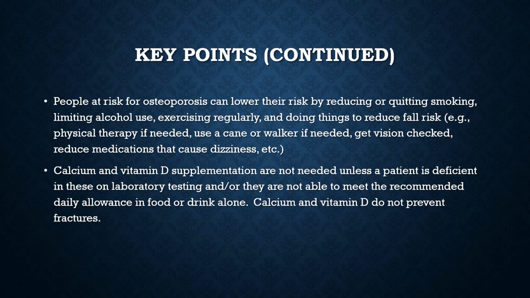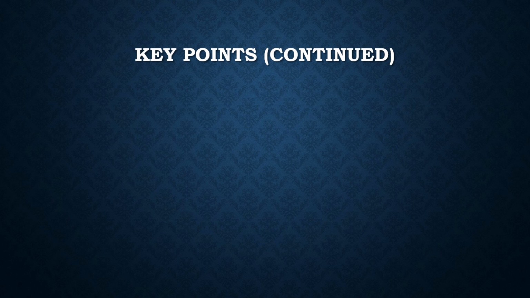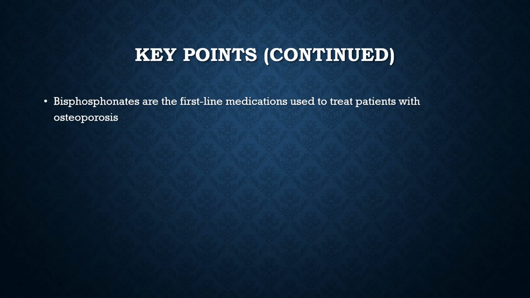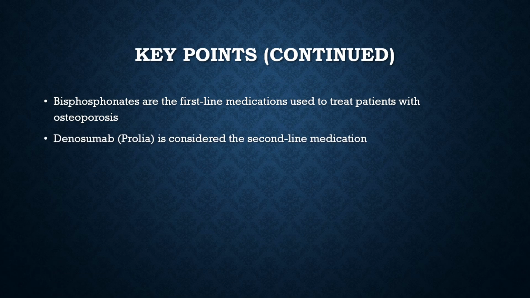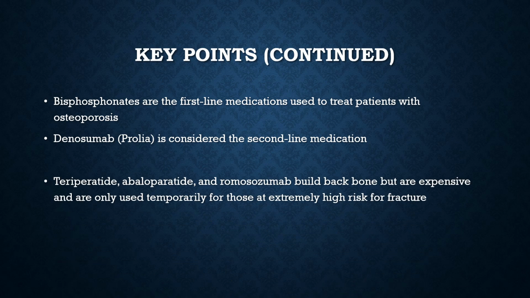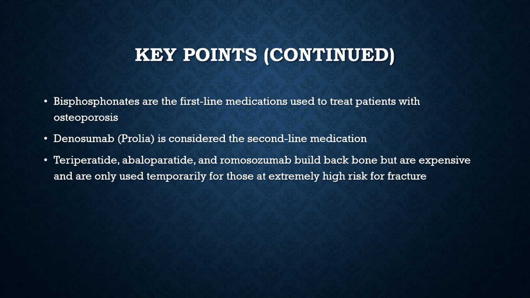Calcium and vitamin D supplementation are not always needed unless a patient is deficient in these on laboratory testing and/or they are not able to meet the recommended daily allowance in food or drink alone. Calcium and vitamin D do not prevent fractures, although they can improve bone mineral density. Bisphosphonates are the first-line medication used to treat patients with osteoporosis. Denosumab or Prolia is considered the second-line medication. Teriparatide, abaloparatide, and romosozumab build back bone but are expensive and are only used temporarily for those at extremely high risk for fracture.